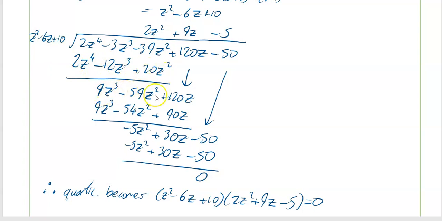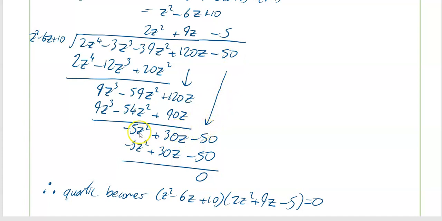Then subtract to get this line. Remember to bring down your next term. Then you're thinking, what do you need to multiply z squared by to give you 9z cubed? The answer is 9z. You do 9z times the whole divider, and that gives you this. And then you subtract, and it gives you minus 5z squared plus 30z. And then bring down the minus 50.